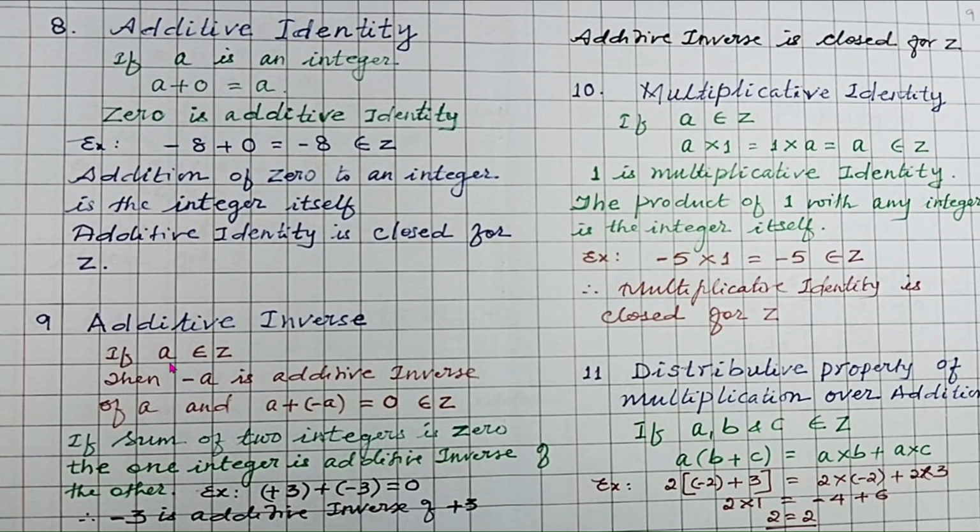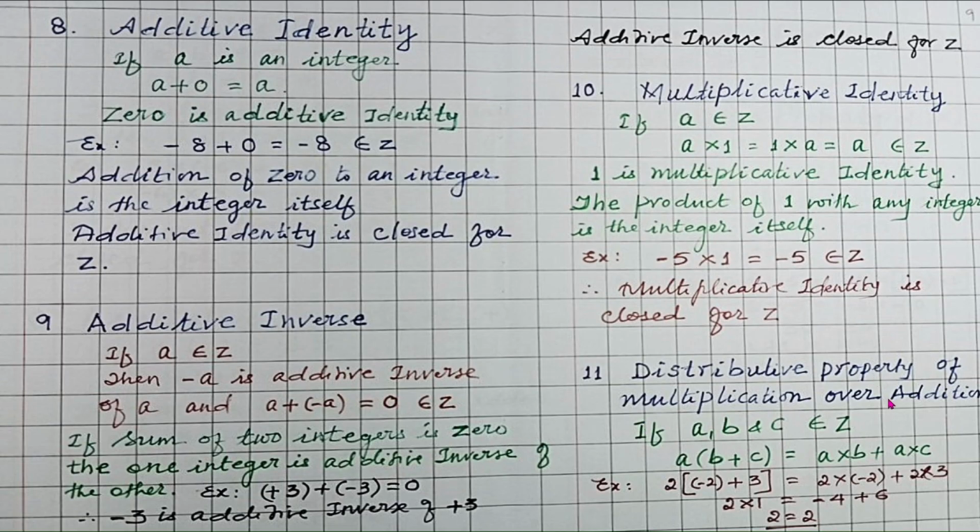And the multiplicative identity, we already know it is closed for the set of natural numbers and whole numbers also, and 1 is the multiplicative identity. Here it is also closed for the set of integers, where minus 5 is an integer. When multiplied by 1, we get minus 5, which again is an integer, and therefore the multiplicative identity is closed for the set of integers.